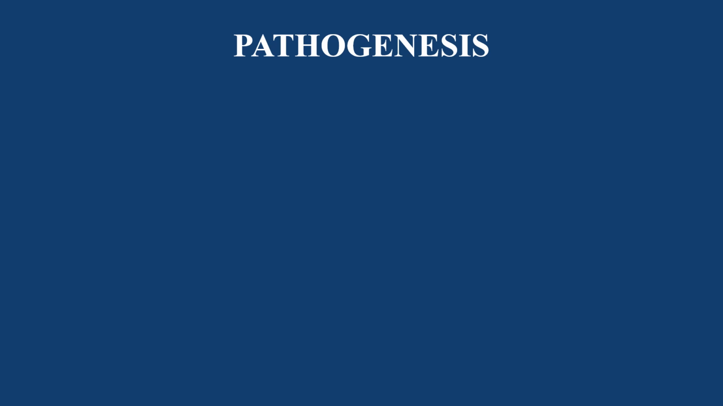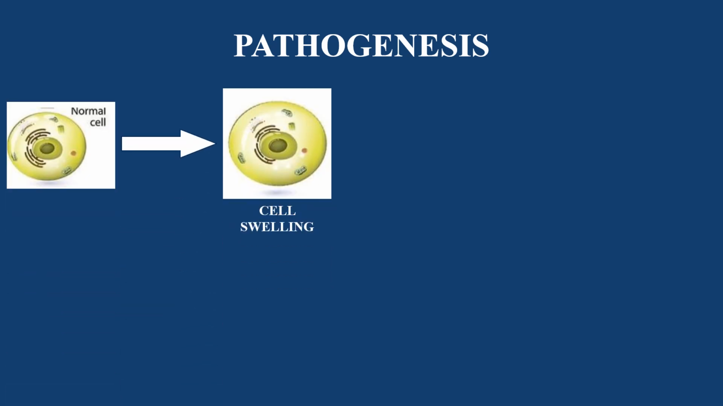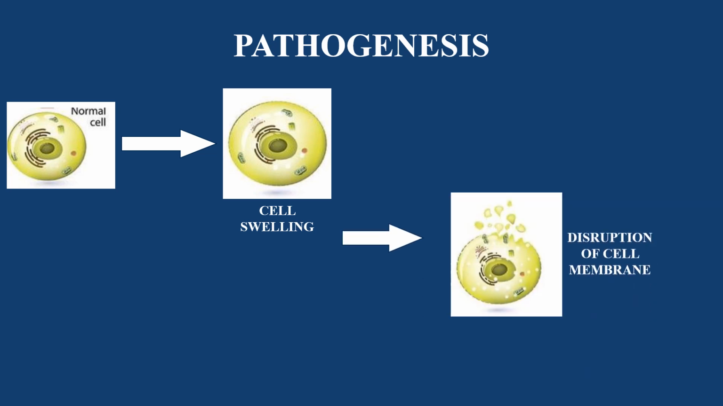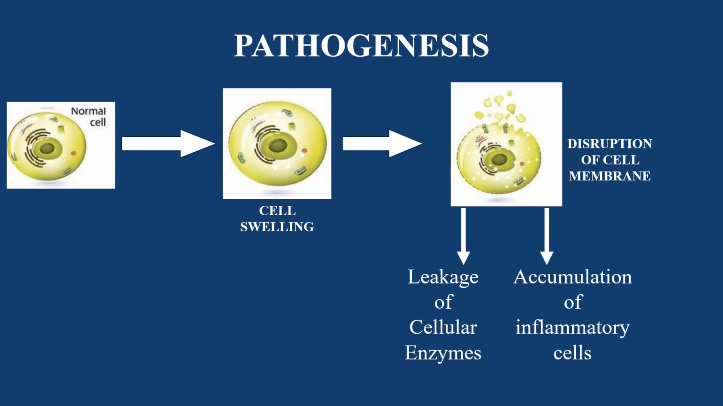Now let's talk about the pathogenesis of necrosis. Suppose this is a normal cell. If necrosis happens, the cell will swell up in size. After cell swelling, there will be disruption of the cell membrane. As you can see in this image, the cellular membrane gets disrupted. After the disruption of the cellular membrane, there will be leakage of cellular enzymes, and accumulation of inflammatory cells will also occur.